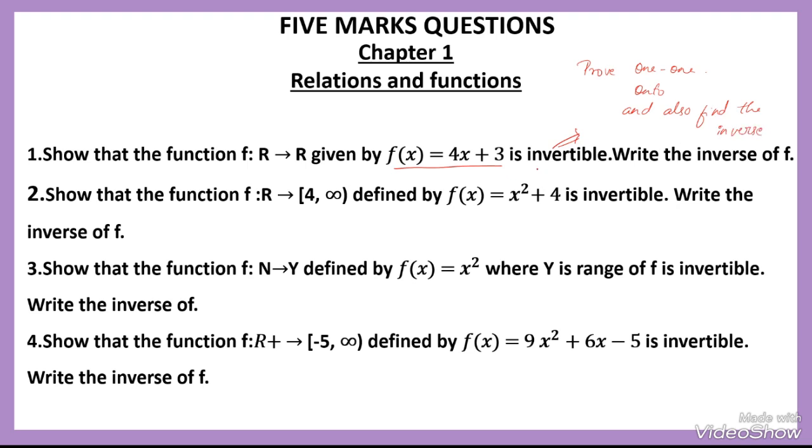We already know the definition of invertible. If the function is said to be one-one and onto, automatically the function is invertible. That's why we have to prove the one-one and onto conditions here. After that, we have to write the inverse. We can write the inverse based on the onto function. Okay, the complete 5 marks will be for this question.